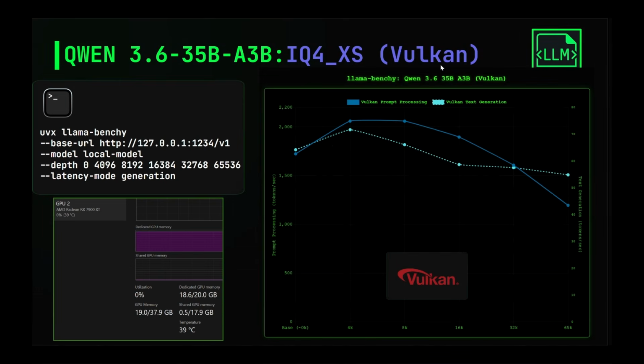And here are the Vulkan results, but in graph form, and you can clearly see the improvement in 65K context results. You can see an improvement in both token generation and prompt processing, and I think it is related to VRAM usage. Vulkan is clearly more efficient as it is using only 19 gigabytes of VRAM out of the 20 total available to the RX 7900 XT, which enables it to deliver better performance than ROCm.